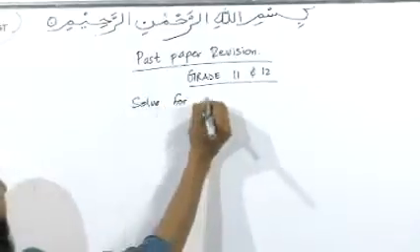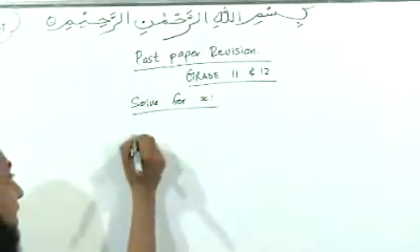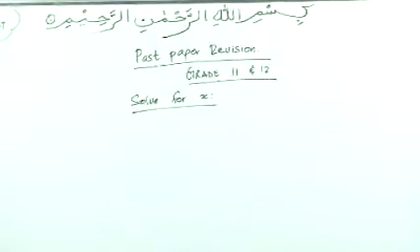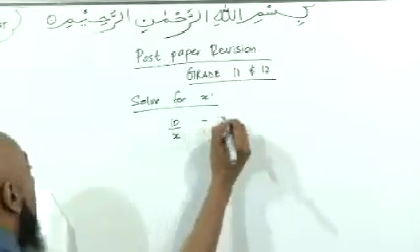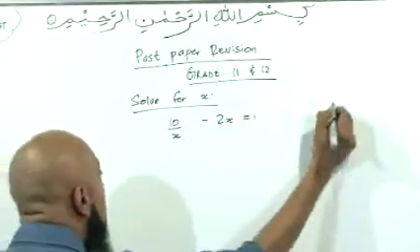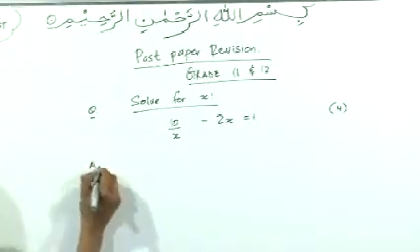The question is going to say solve for x. Let's get started. Question number 1, this is grade 11 and 12. The question states 10 over x minus 2x is equal to 1, for a total of 4 marks. That's your question.